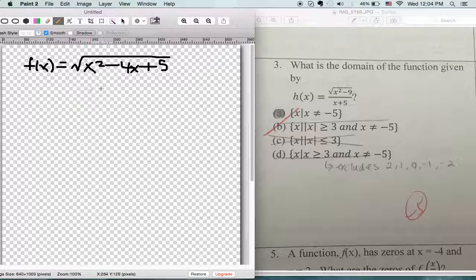Okay, so because you're solving for the domain of a square root, the x value that you put in needs to give you back a value that is greater than or equal to 0. If you have a negative value inside of a square root, then the number is over complex numbers and it's no longer rational. So you would set x squared minus 4x plus 5 greater than or equal to 0.